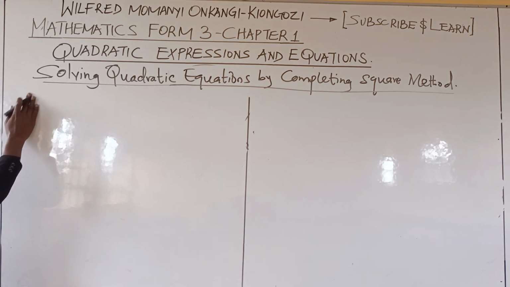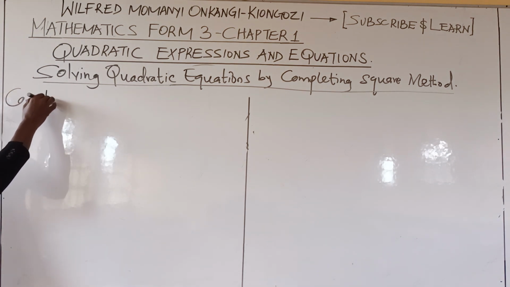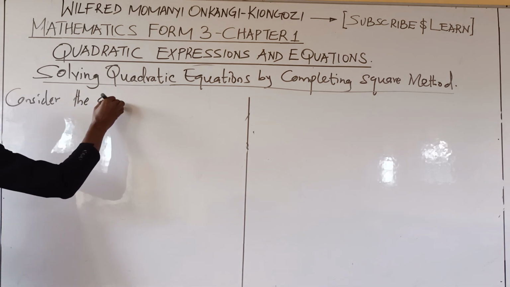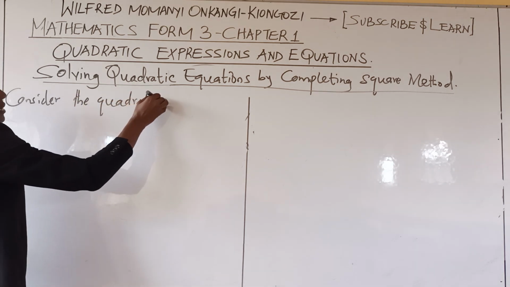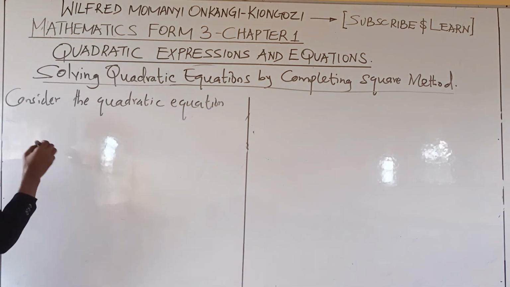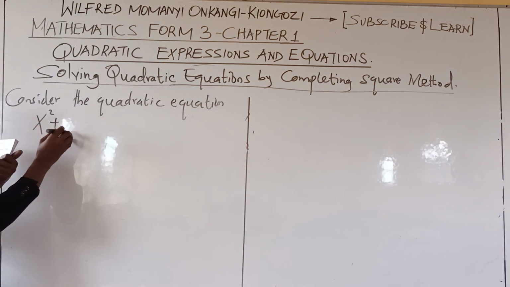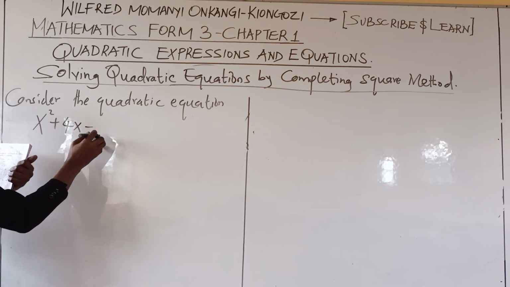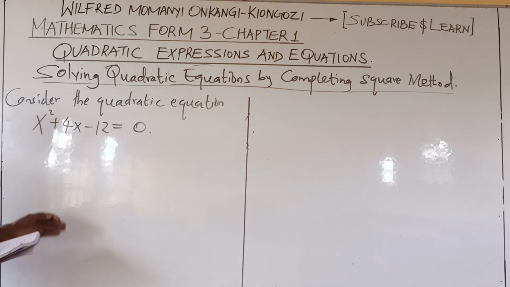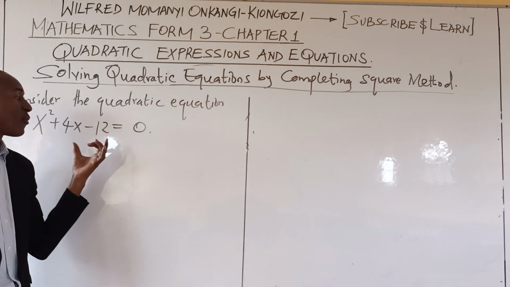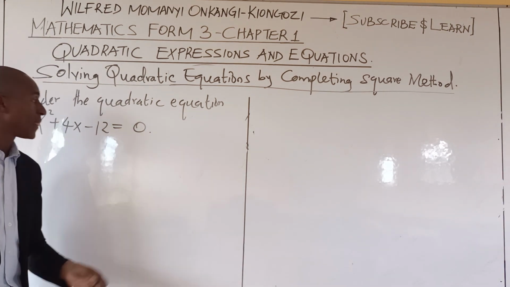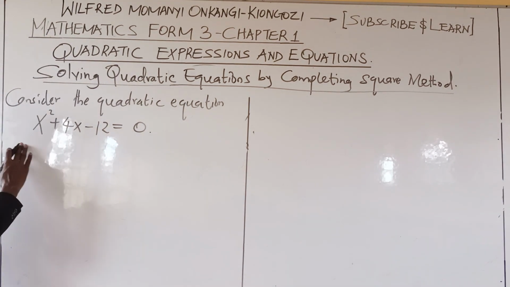I will give you the first example and say consider the quadratic equation x squared plus 4x minus 12 is equal to 0. We have now come out of quadratic expressions, we are now in quadratic equations and actually looking for the value of x in this. I'll give you a few steps and write the following notes.